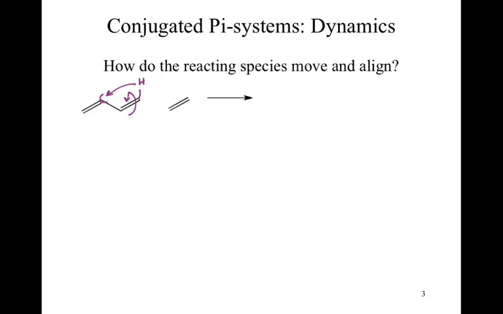But is there another bond that I could rotate? Hopefully you see I could rotate about that bond. What happens if I do that rotation?